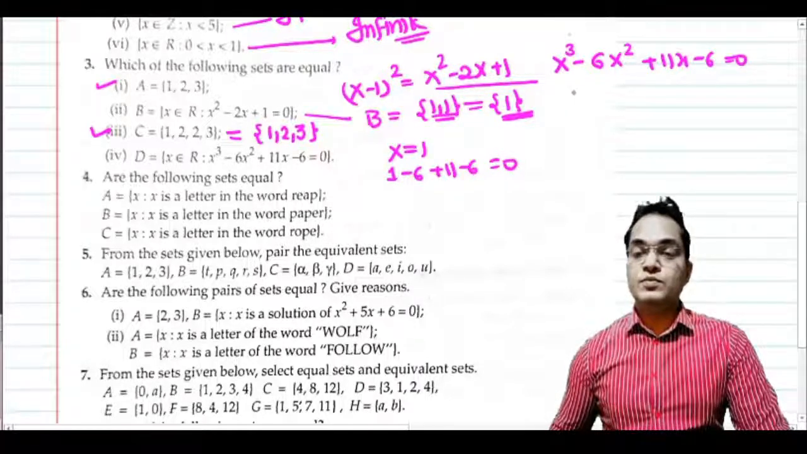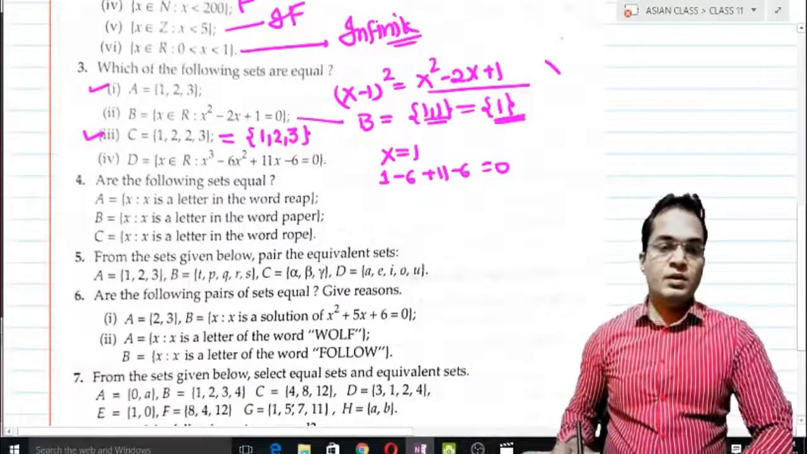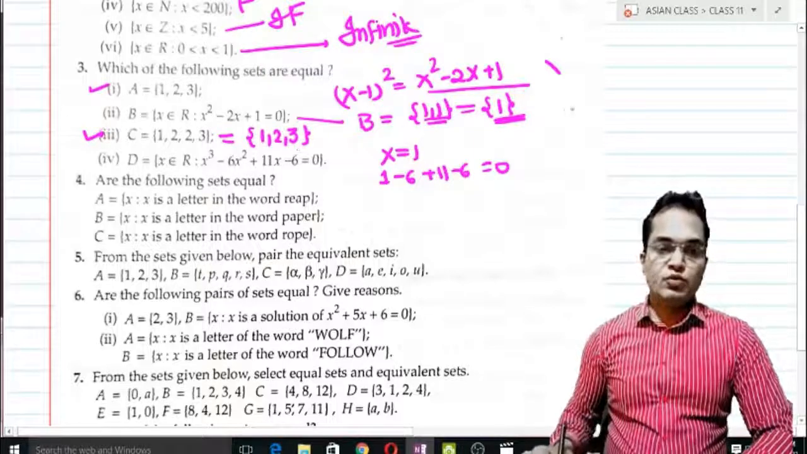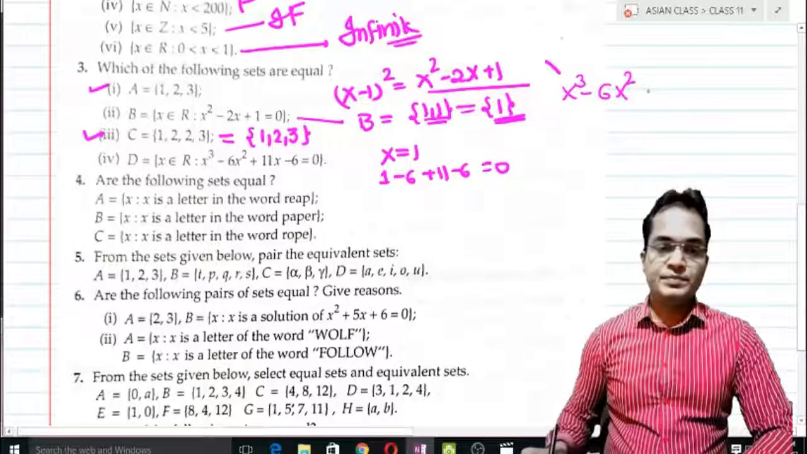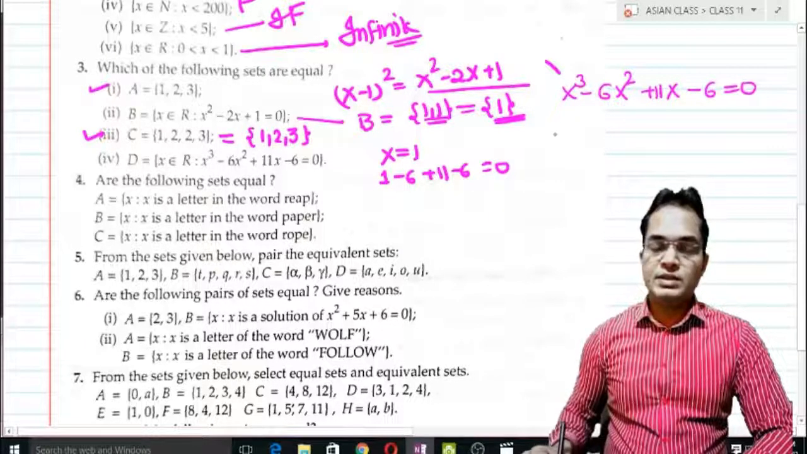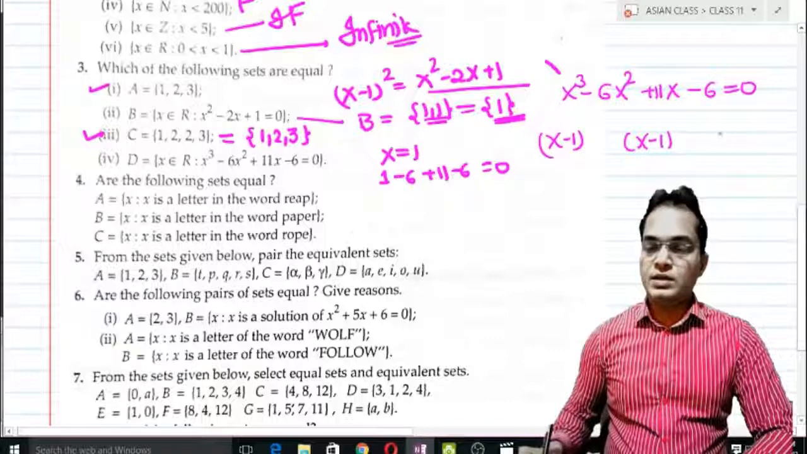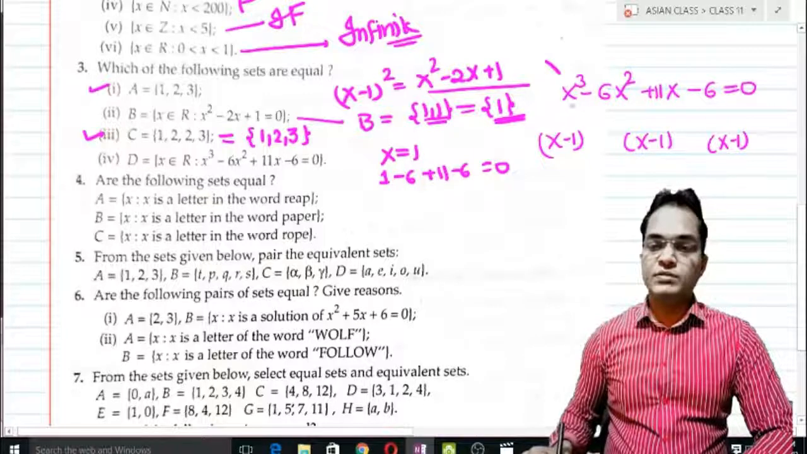x equals 1 is a factor, so we can divide by it. We have x cube minus 6x square plus 11x minus 6 equals 0. One factor is x minus 1, and we have to find the other two factors by many methods. This method is the factorization method.